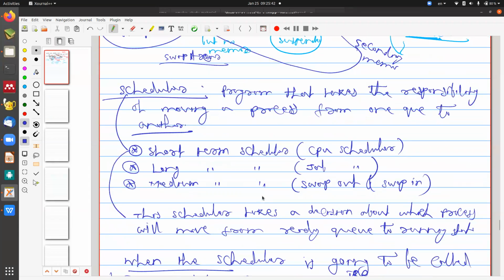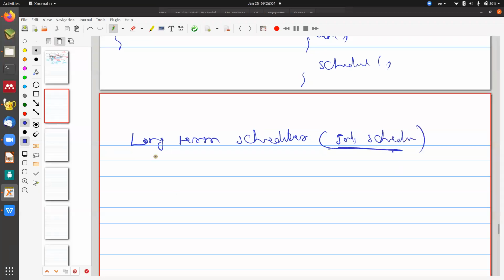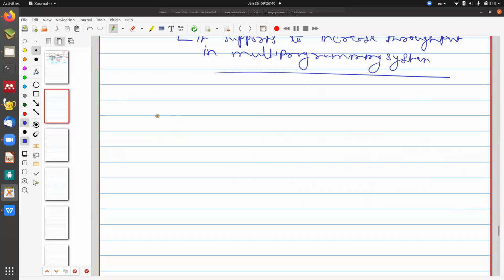But one more most important kind of scheduling is called the long-term scheduler. And this long-term scheduler is called the job scheduler. Little theory today. So why is it called a job scheduler? What is the reason behind this? He is saying it supports increasing throughput in a multi-programming system. Now the question comes, before going into this, I'll just draw a little bit.